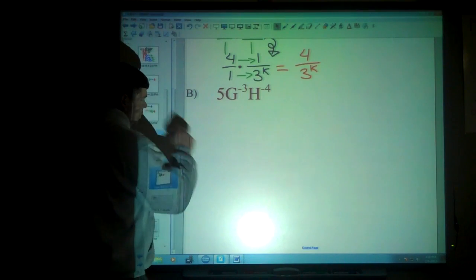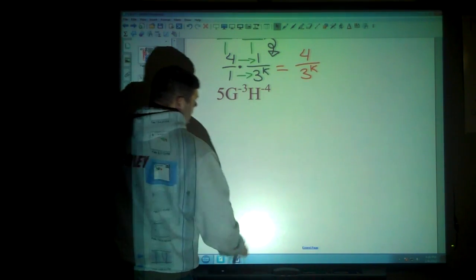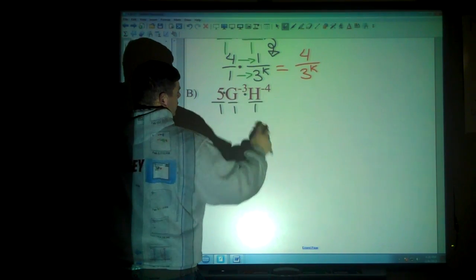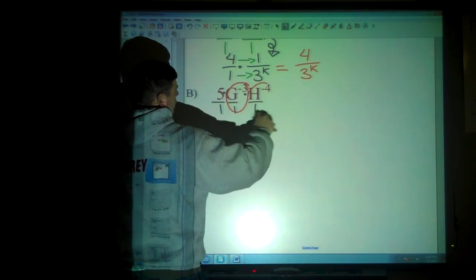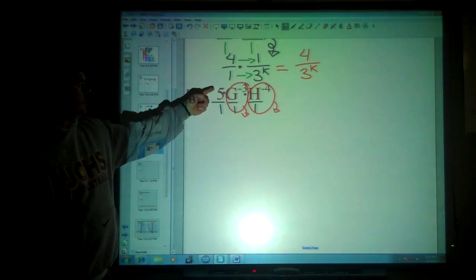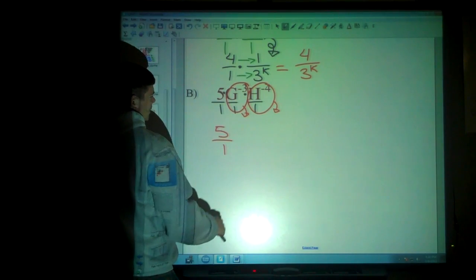All right? There are actually 3 terms here, or parts. 5, g to the negative 3, h to the negative 4. Multiplication in between each of them, so I can make them all fractions. Only the stuff that is negative is going to flip and go down below. This 5 does not have a negative exponent. It will stay 5 over 1.